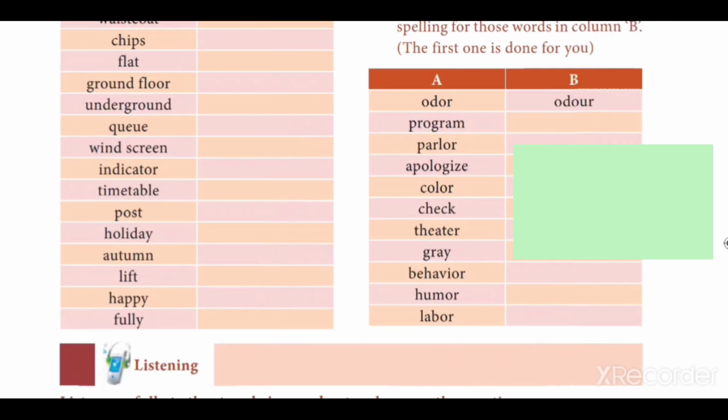Coming to the word grey, the British spelling is GREY, and for behavior it is BEHAVIOUR, and for humor it is HUMOUR, and for labor it is LABOUR.